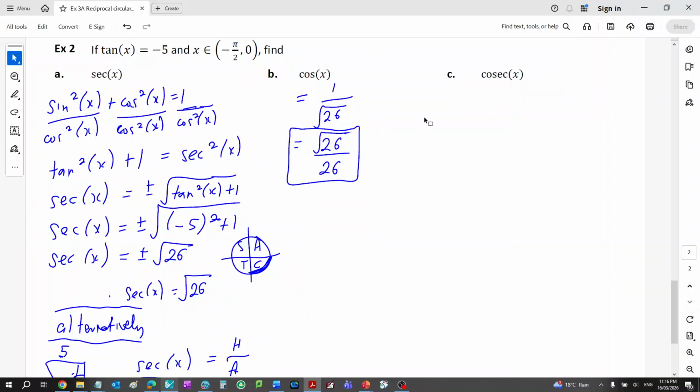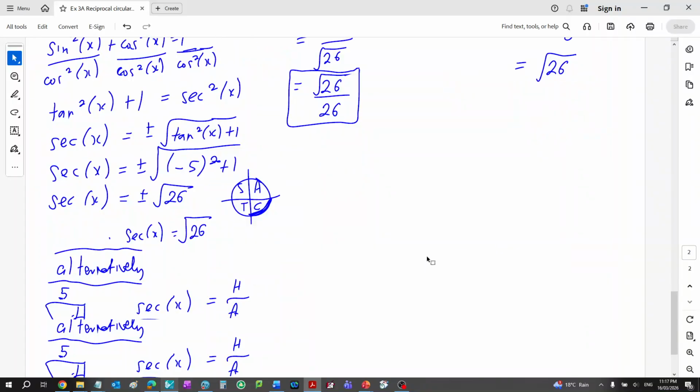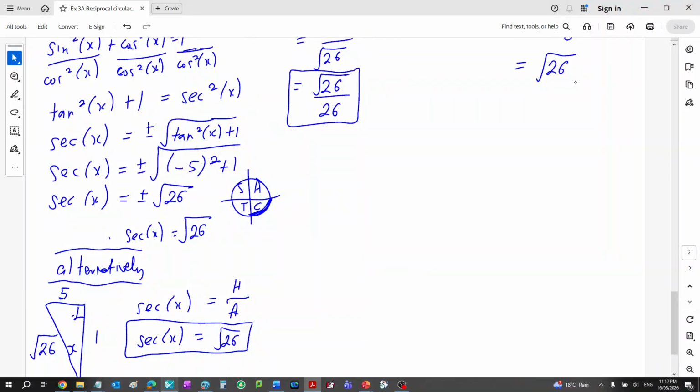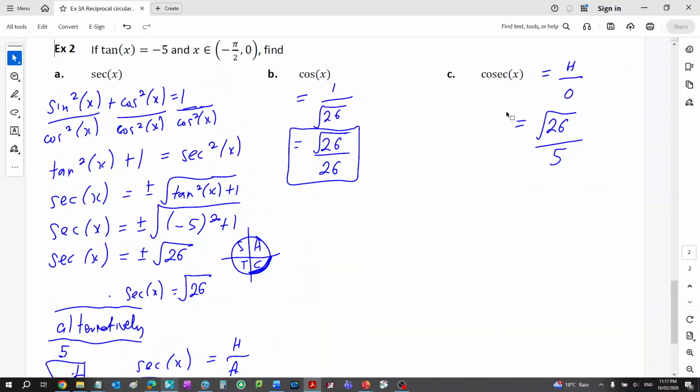And so this last one, cosec, if I'm thinking about cosec, it's going to be 1 over sine. Now sine is opposite over hypotenuse, so cosec is hypotenuse over the opposite. Look at my triangle, this hypotenuse was root 26 and the opposite was 5. I'm going to consider cosec is 1 over sine. In quadrant 4, sine is negative, so my answer is minus root 26 on 5.